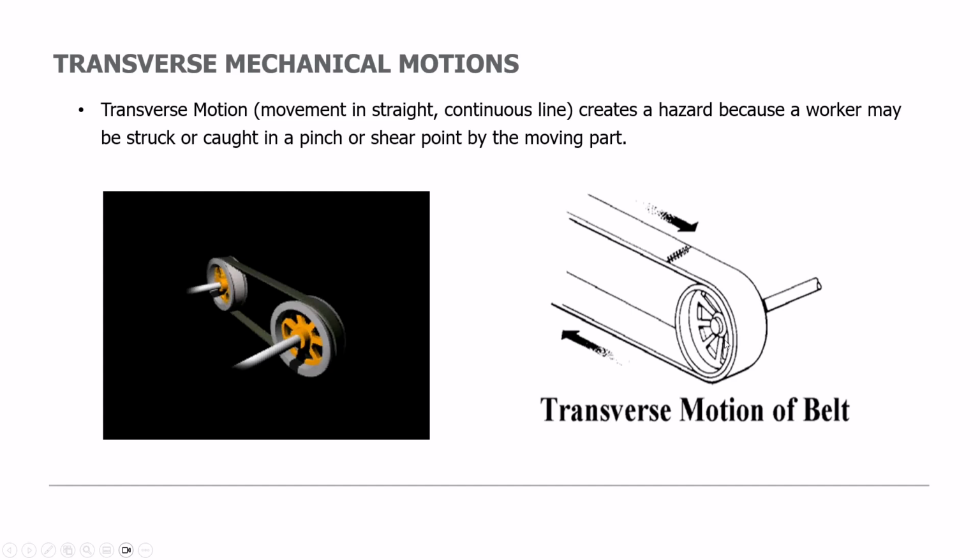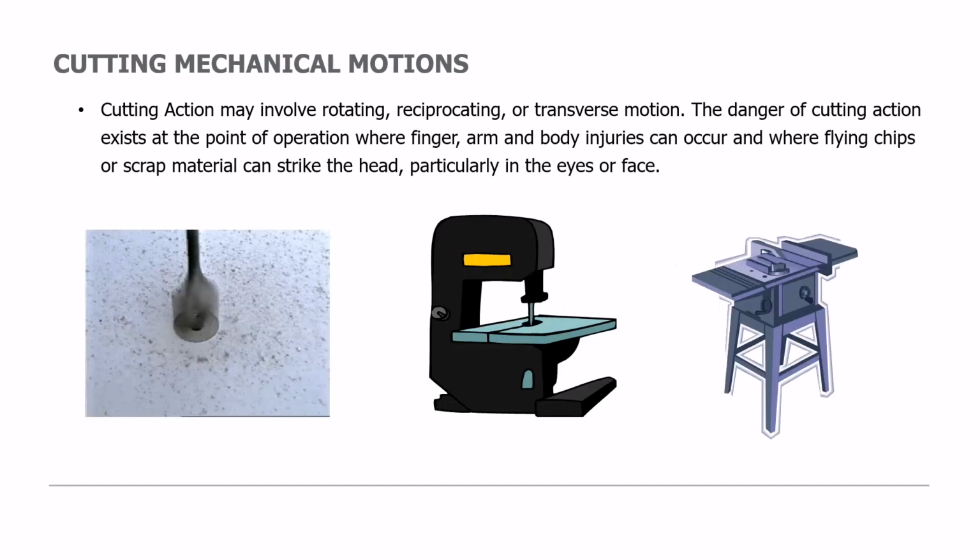A transverse mechanical motion, once again, is usually a movement in a straight continuous line. It creates a hazard because workers may be struck or caught in a pinch or even shear point by the moving part. A good example of this would be something that's belt driven. As you can see right here, the belt runs directly over the top of the pulley, but the thing about it is it's a continuous transverse motion. It goes in the same rotating motion throughout the whole process.